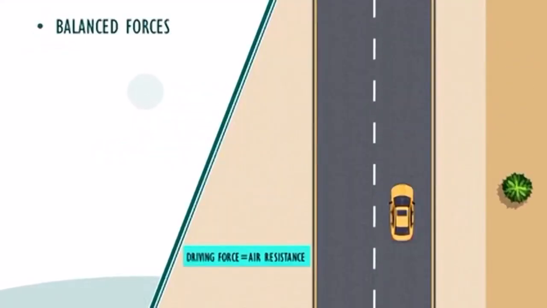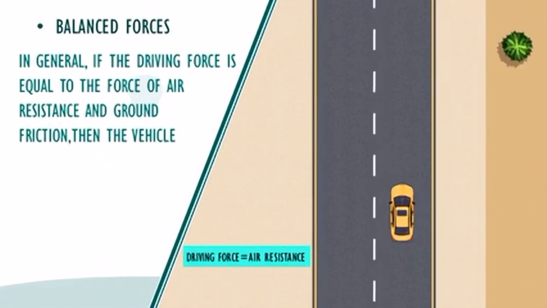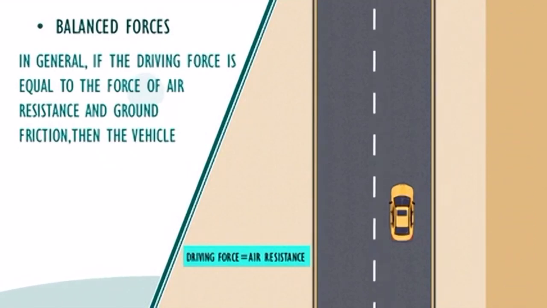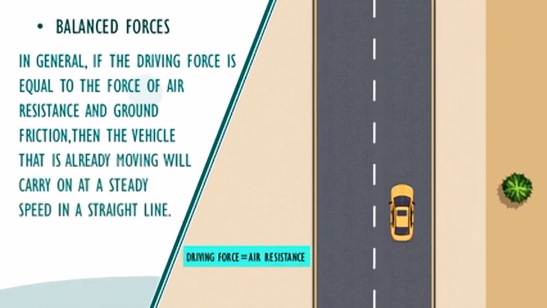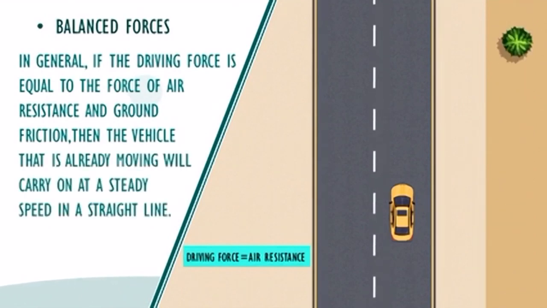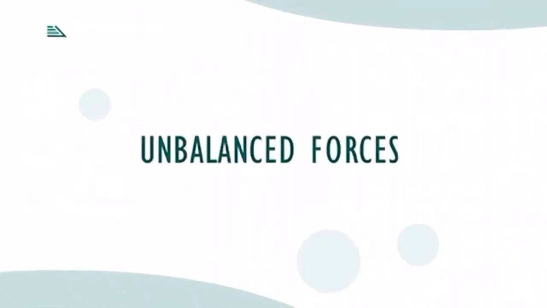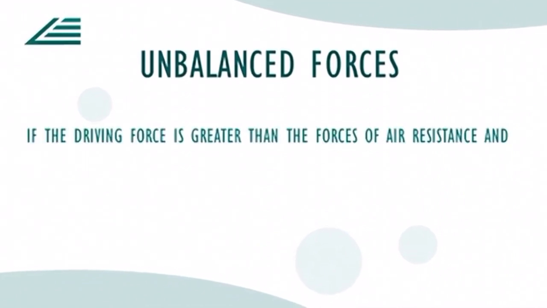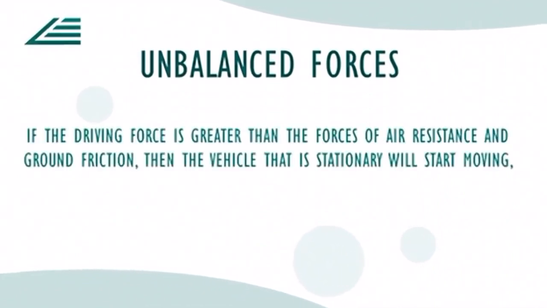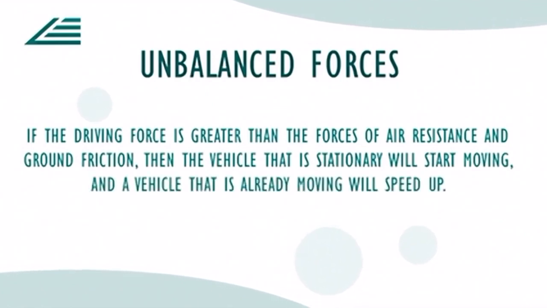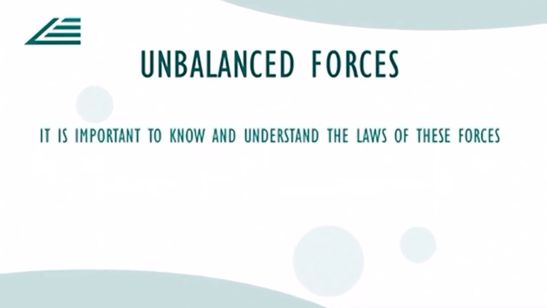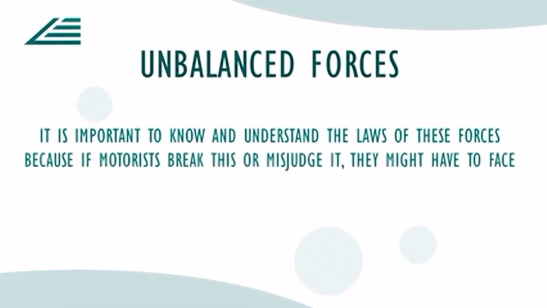Balanced forces. In general, if the driving force is equal to the force of air resistance and ground friction, then the vehicle that is already moving will carry on at a steady speed in a straight line. On the other hand, the vehicle that is not moving will stay stationary. Unbalanced forces. If the driving force is greater than the forces of air resistance and ground friction, then the vehicle that is stationary will start moving, and a vehicle that is already moving will speed up. It is important to know and understand the laws of these forces, because if motorists break or misjudge them, they might have to face dire consequences.